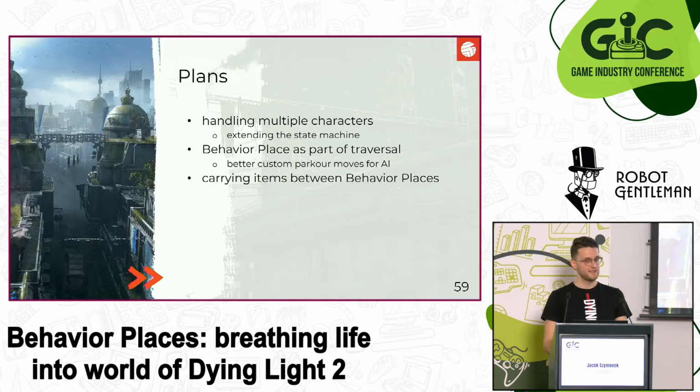Let's close with our plans. We'd like to have a single behavior place that can animate more than one AI. We'll be also focusing on traversal using behavior places, which we've managed to accomplish in some quests already, and also managing animated meshes. We'd like to be able for an AI to pick up an item in one place and put it down in a different one.